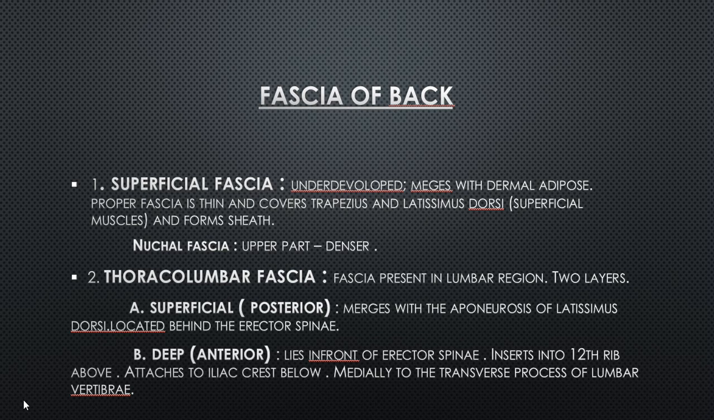It inserts into the 12th rib above, attaches to the iliac crest below, and to the transverse processes of lumbar vertebrae medially. Along the lateral border of erector spinae, both layers of thoracolumbar fascia merge, forming a fibrous sheath for this muscle.